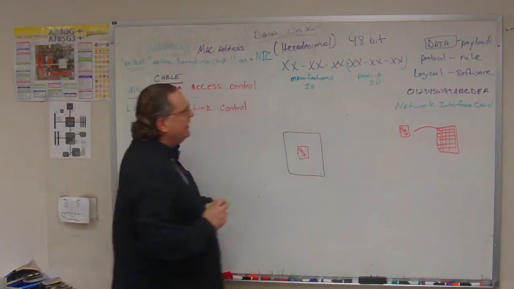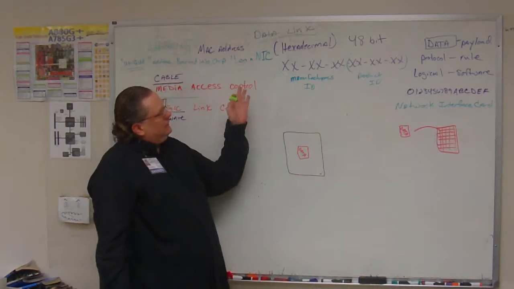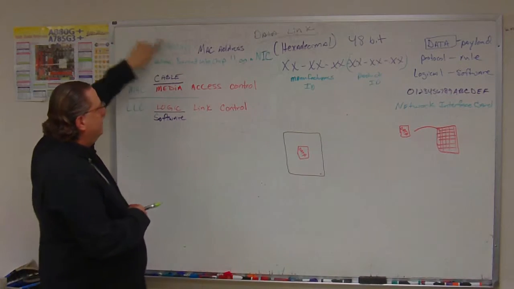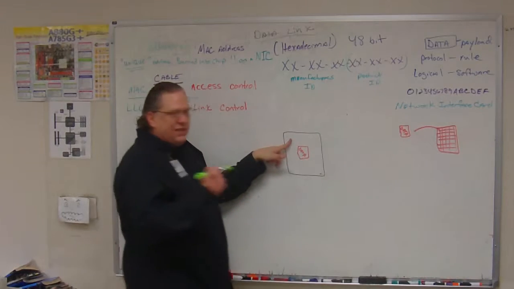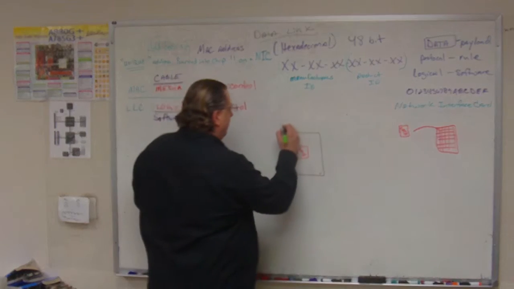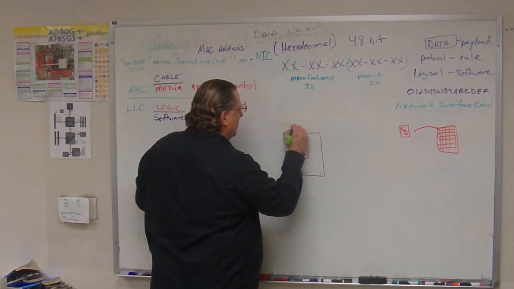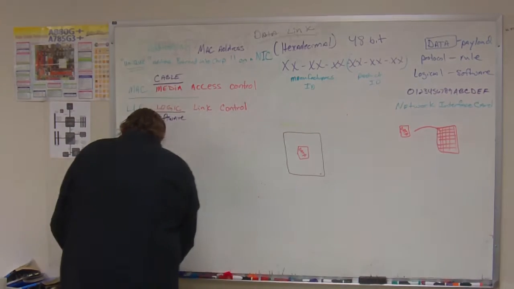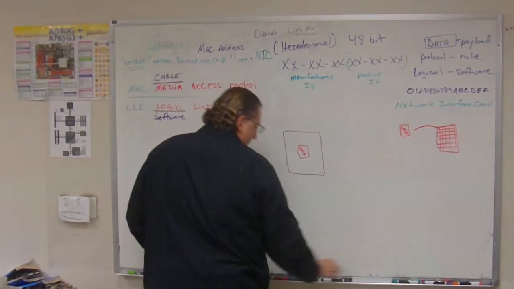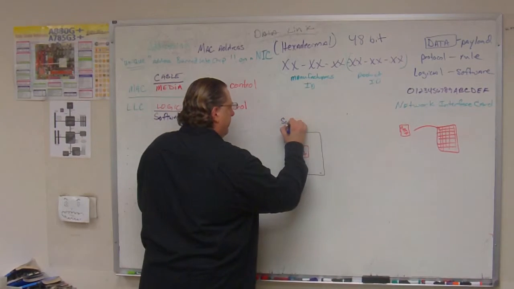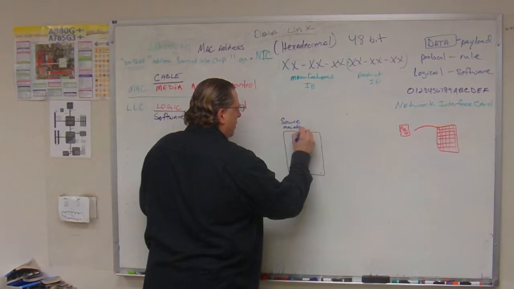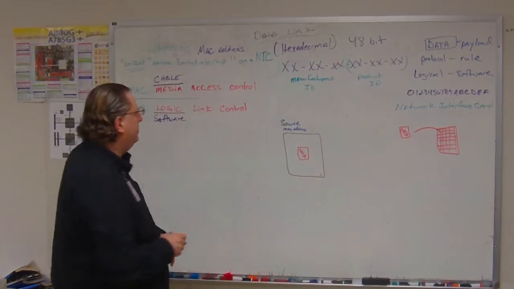So at this particular layer, the data link layer, what kind of addressing does it use? Oh, MAC address. That's right. So we need to know where it came from. Isn't that how you make out a letter? You put your information right here, right? So that's going to be the source. Let's go back to this dark blue. Alright, so we got the source MAC address.